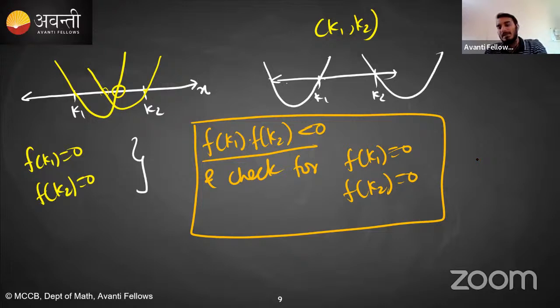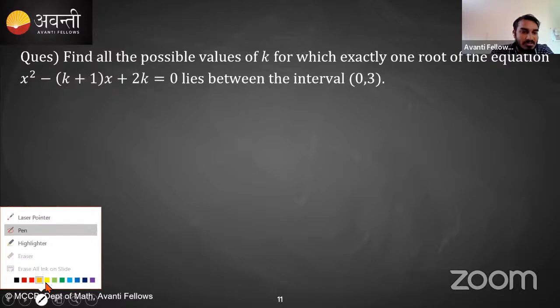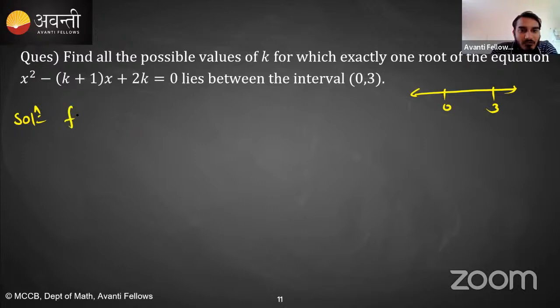Okay, so let's solve one example to understand this. The question says: find all the possible values of k for which exactly one root of the equation x square minus (k plus 1) into x plus 2k equal to 0 lies between 0 and 3. So exactly one root lies between 0 and 3, right? For exactly one root you know the condition that f of 0 into f of 3 should be less than 0.